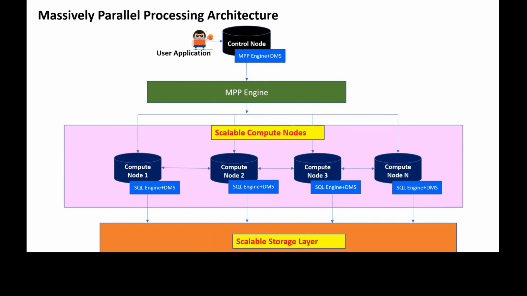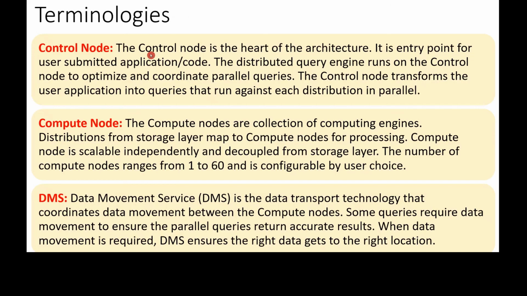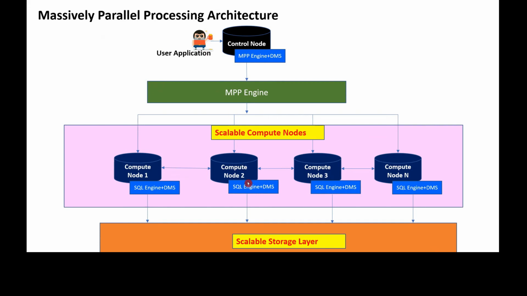Now let me summarize all the important terminologies that we are using in this architecture. First one, control node. As I told, this is the heart or brain of the architecture, and this is also the connecting point through which the user application gets into Azure Data Warehouse. And it consists of DMS, that is data movement service. Maybe I have missed in the architecture just one part, that is DMS.